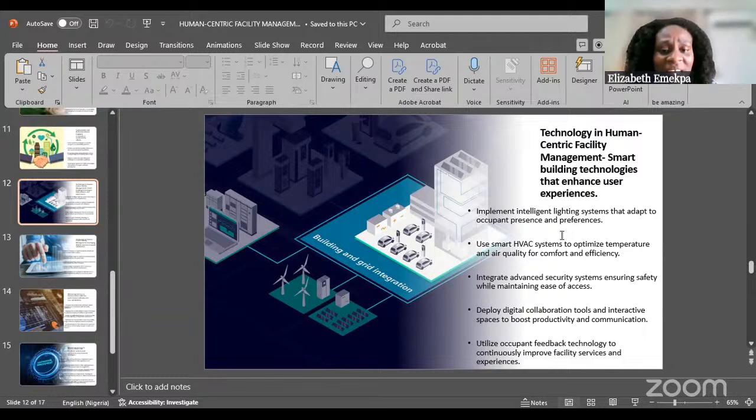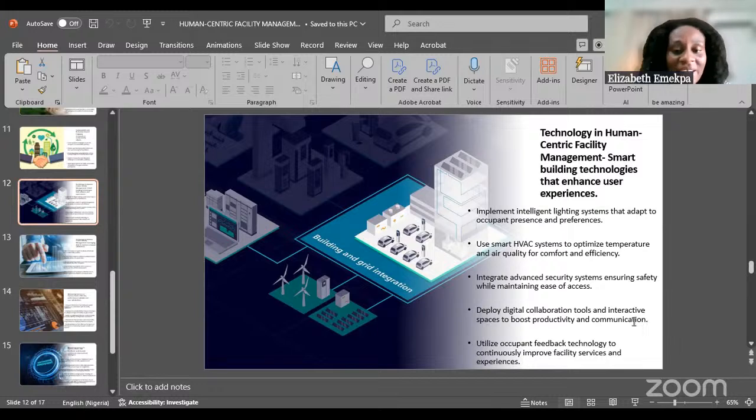Implement intelligent light systems that are sensor lights. I've walked into places where if you're not there, the light is not going to come on. You don't have to have switches. It's sensor. Let us think about that. Let us integrate it in our buildings. Advanced security system. Deploy digital collaboration tools and interactive space to boost productivity and communication.